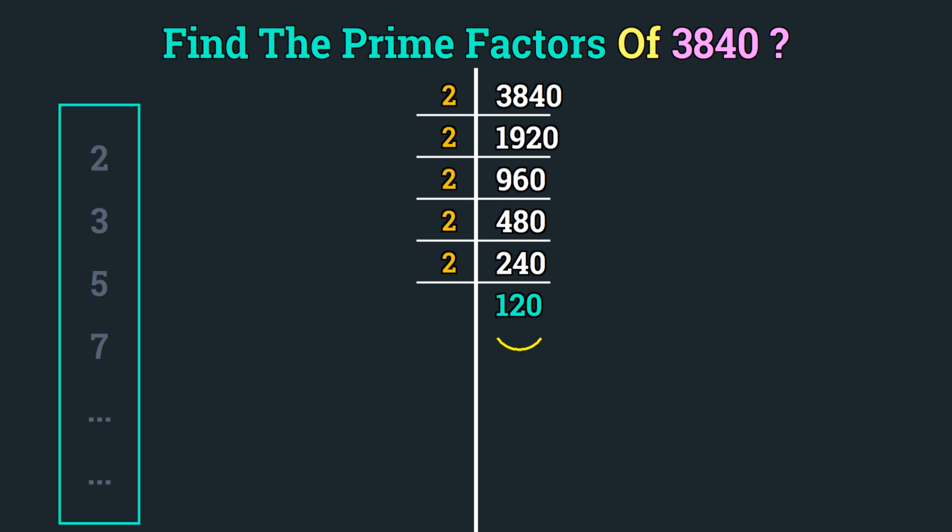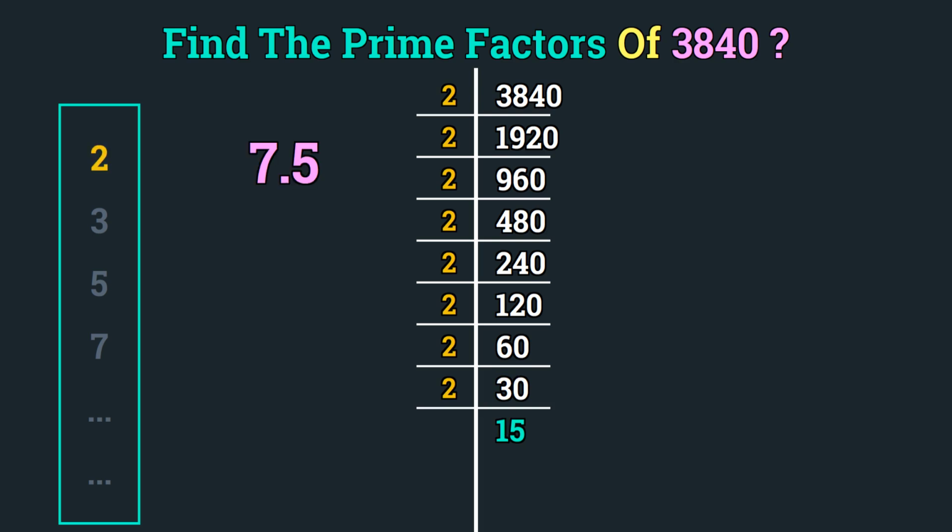Dividing 120 by 2, which equals 60. So 120 divided by 2 equals 60. Dividing 60 by 2, which equals 30. So 60 divided by 2 equals 30. Dividing 30 by 2, which equals 15. So 30 divided by 2 equals 15.